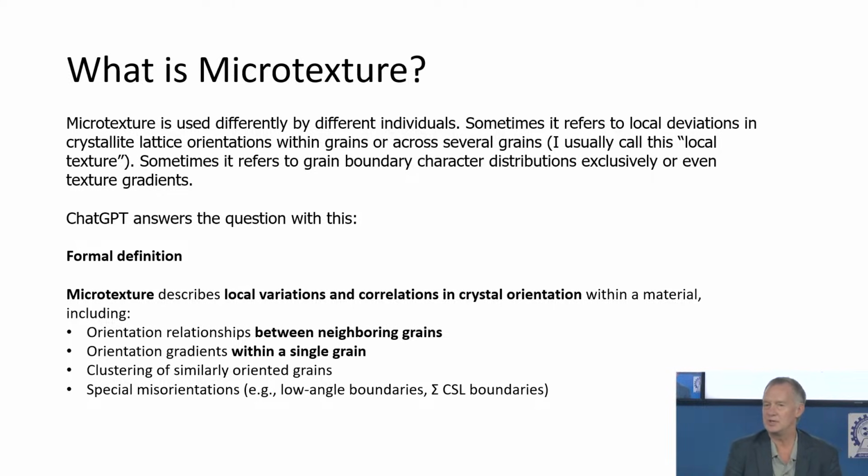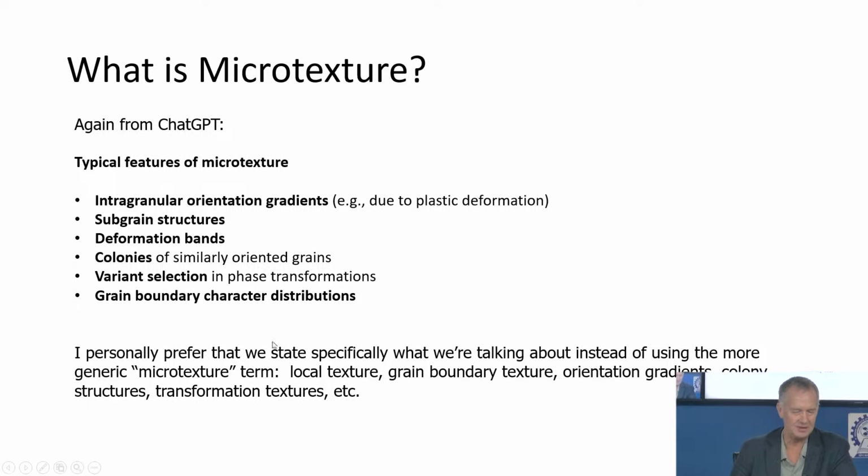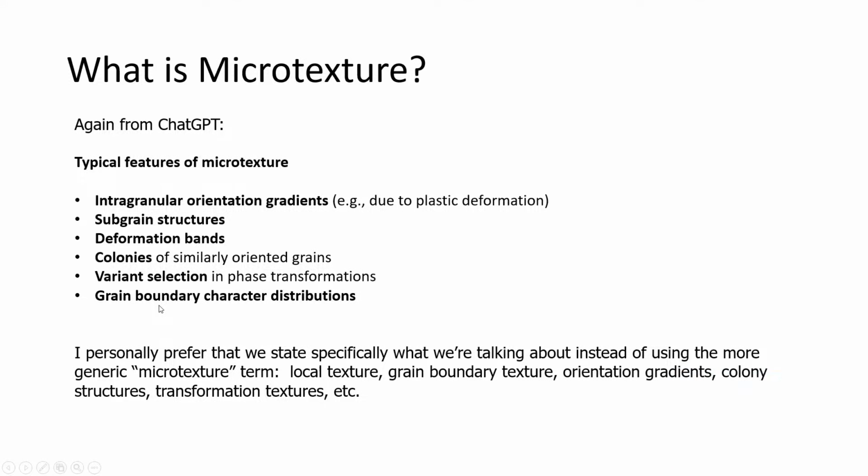But then other people use it and say this is for orientation gradients within grains, or this shows orientation gradients over many grains, or this shows a local colony structure in titanium, something like this. So I asked ChatGPT, right? Anytime I don't know something, I ask ChatGPT. And ChatGPT was very political in nature and gave me all of the answers, right? It says microtexture is all of these things. And if you go to the next page, it says typical features of microtexture, and then it lists all of them again, right? So microtexture can be used for all of these.